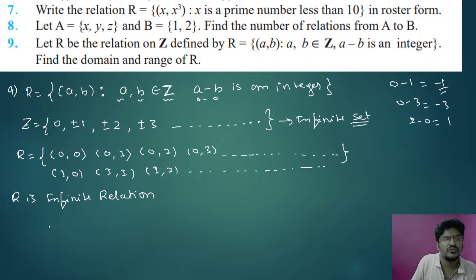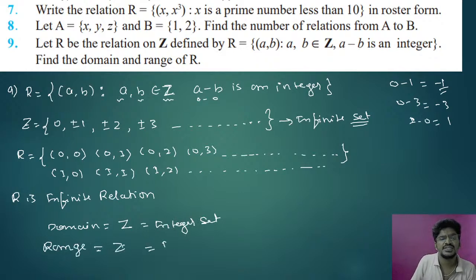Okay. Now from this you can say the domain. Domain will be what? Complete Z, that means the integer set. Range is also again the same, Z, that is again the integer set. So domain and range both are going to be your integer set. Both are infinite.